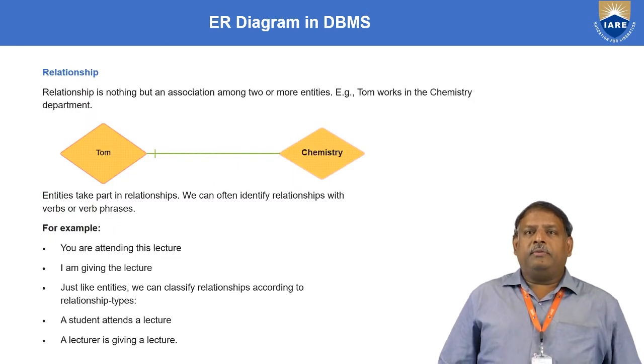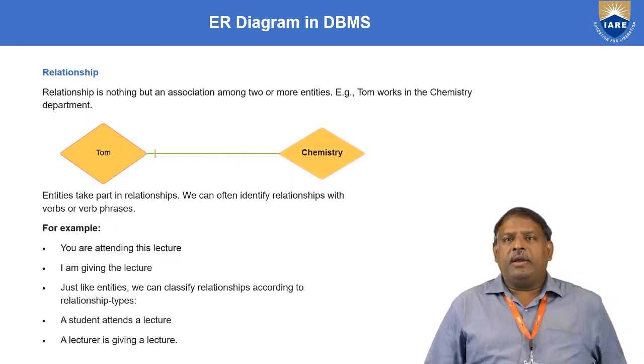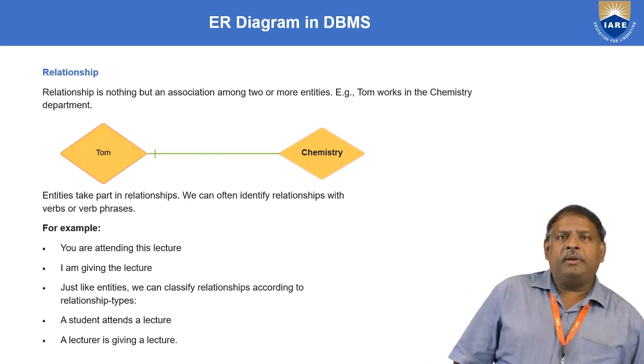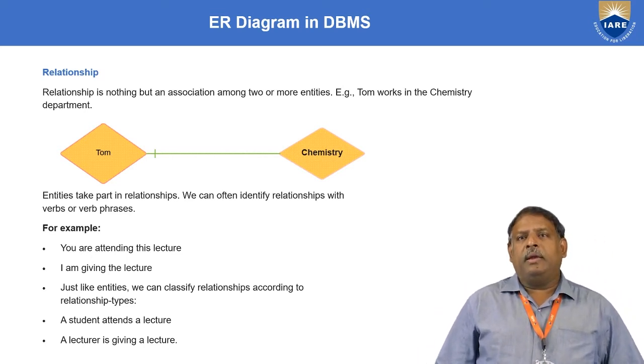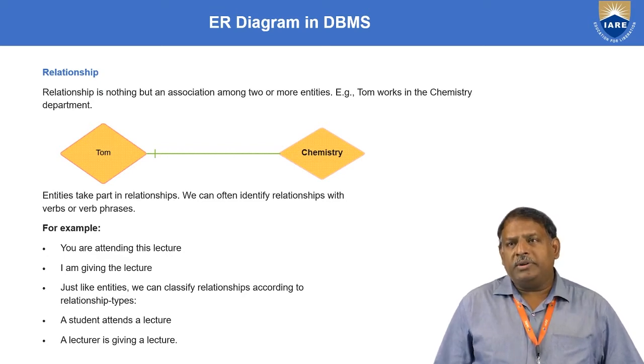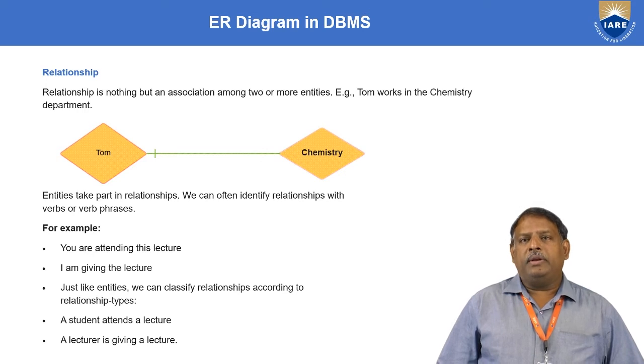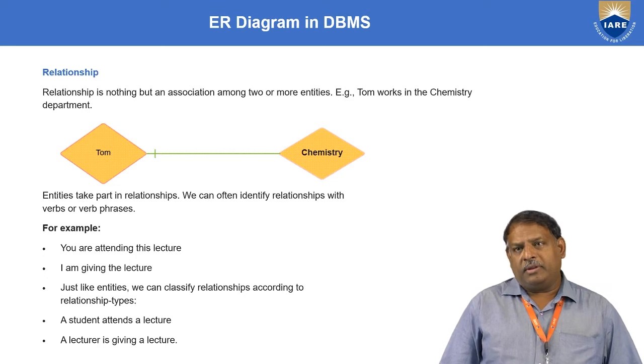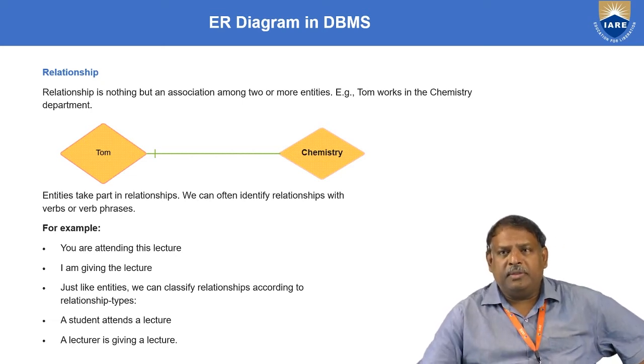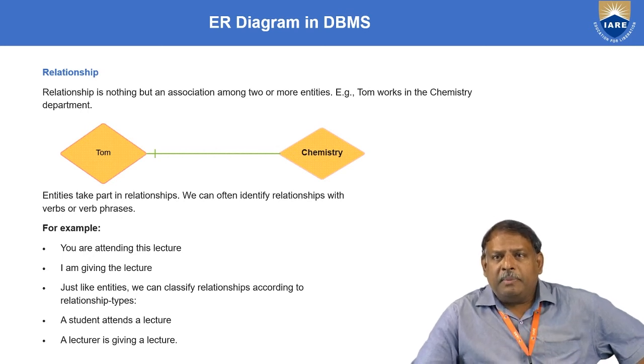We have seen what an entity is. We have seen what an attribute is. Now we'll see what a relationship is. A relationship is nothing but an association among two or more entities. For example, Tom works in the chemistry department. See, assume Tom is a lecturer entity. The subject is another entity, and one of the subjects is chemistry. Tom is working in chemistry. These two can be linked using the association.